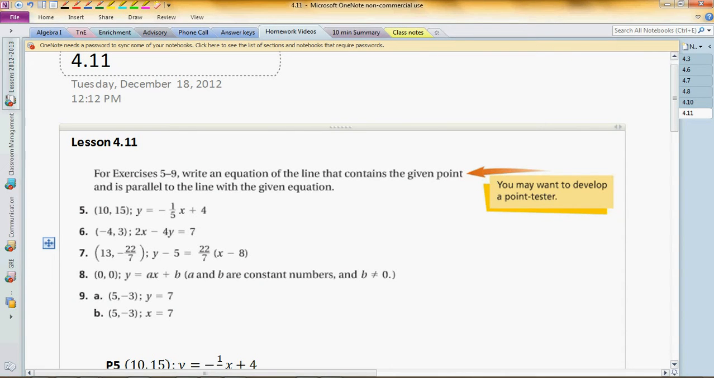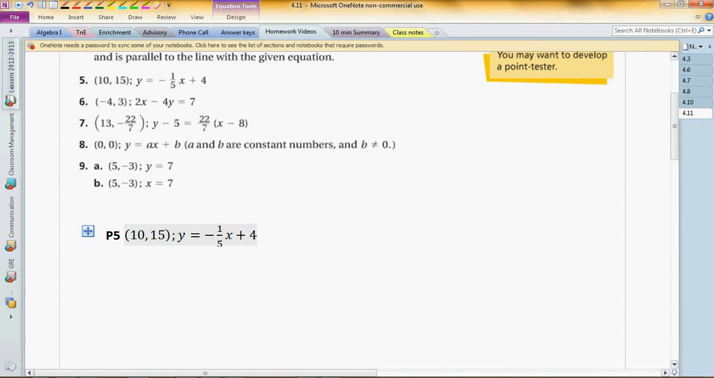Lesson 4.11 for exercises 5 through 9. Write an equation of the line that contains the given points and is parallel to the line with the given equation. So in this lesson we learned that parallel lines have the same slope. And we also know that in this form, negative 1 over 5 is the slope. So we know what the slope is of the line that is parallel to this line. Right, so the slope is negative 1 over 5, but that has to pass through this point.